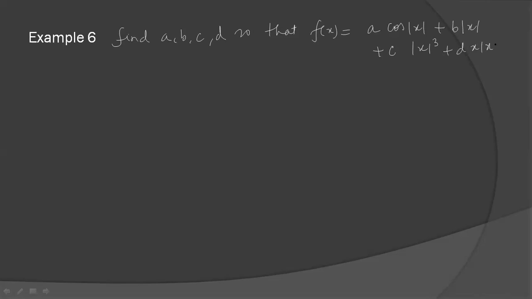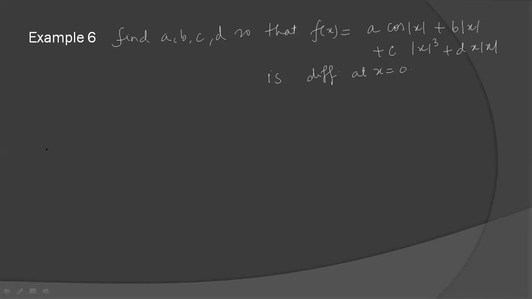Next example I have. Find a, b, c so that f of x equal to a cos mod x plus b mod x plus c mod x cube is differentiable at x equal to 0.